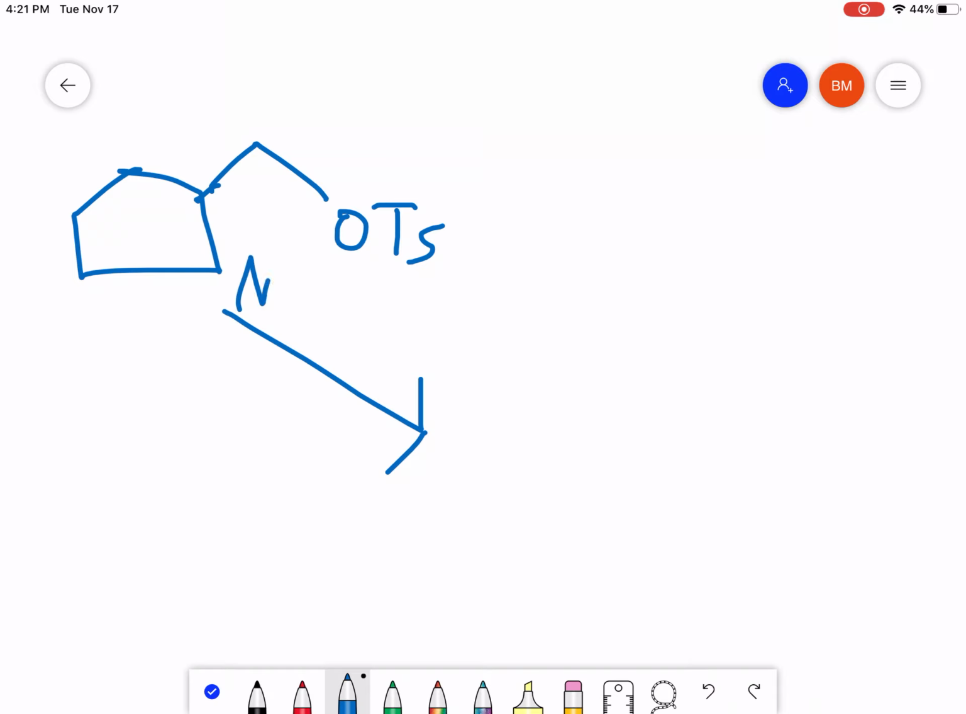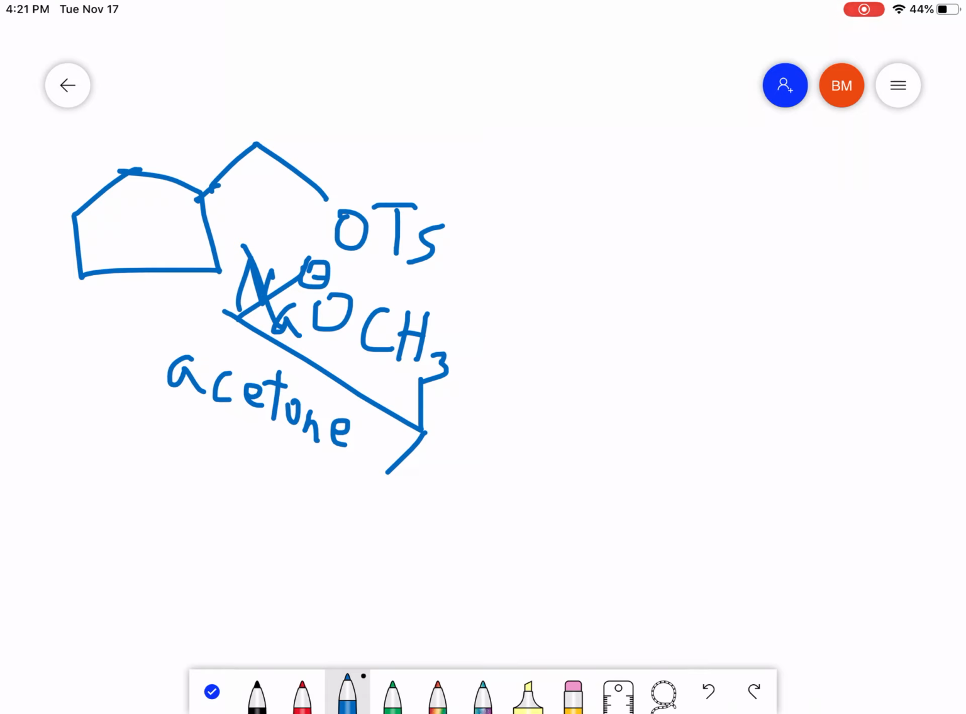Alright, we're going to add NaOCH3 in the presence of acetone. So this is really going to serve the purpose of giving us OCH3 minus. And hopefully you can recognize that OCH3 minus is both a strong base and a strong nucleophile, right?